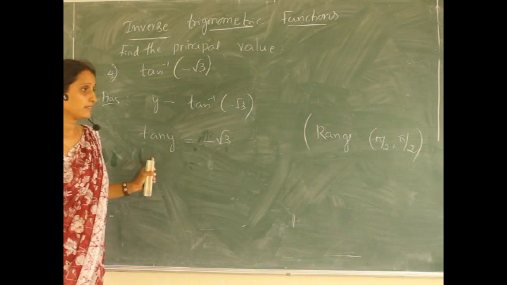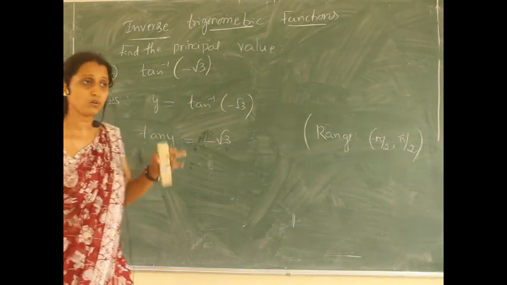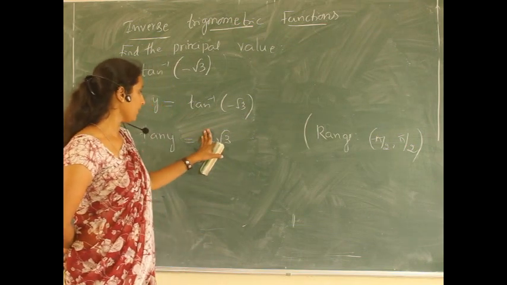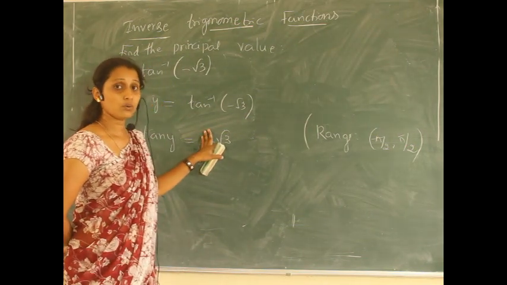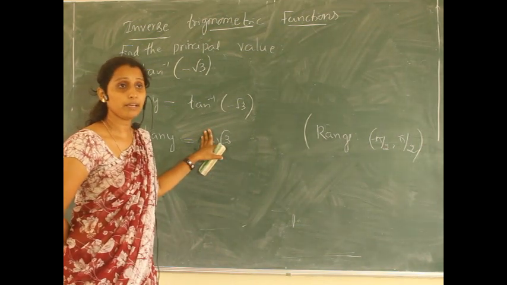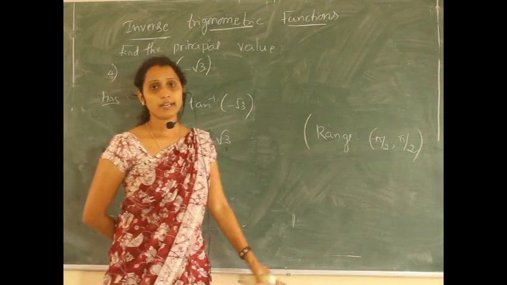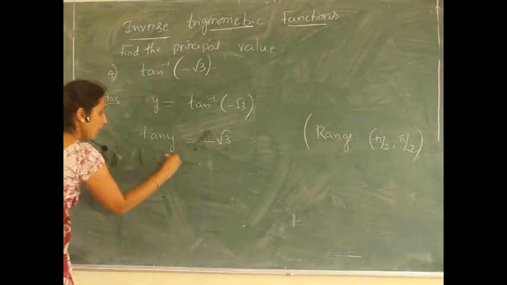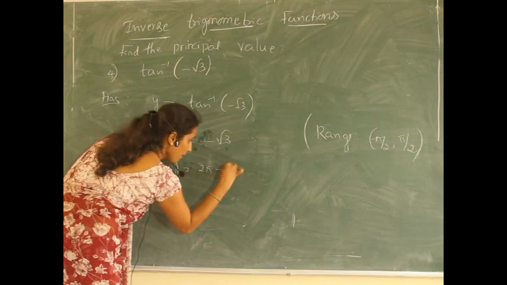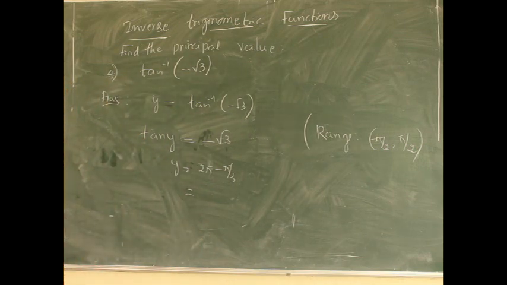Since tan is negative in the second and fourth quadrant, we cannot go for the second quadrant. We have to go for the fourth quadrant. And we know that tan is root 3 when the angle is pi by 3. Also, since it is in the fourth quadrant, the value will be y is equal to 2 pi minus pi by 3.